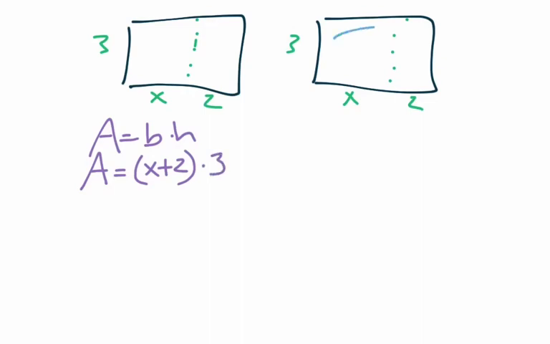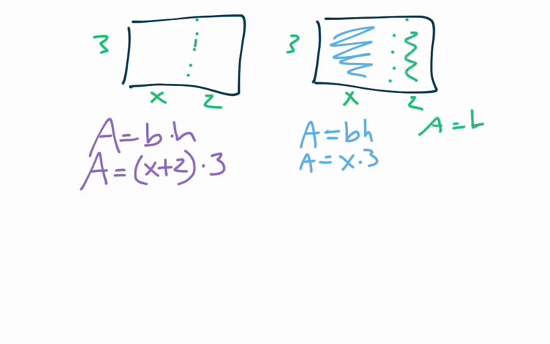Over here, we have our blue rectangle, which gives us a base of x and a height of 3. And then we have our green rectangle, which gives us a base of 2 and a height of 3. What we know about the area of the whole thing is that it is x times 3 plus 2 times 3. So what I'm going to do is write this as a single statement.